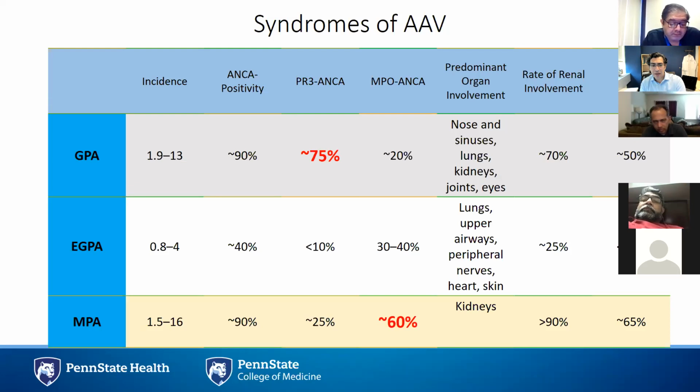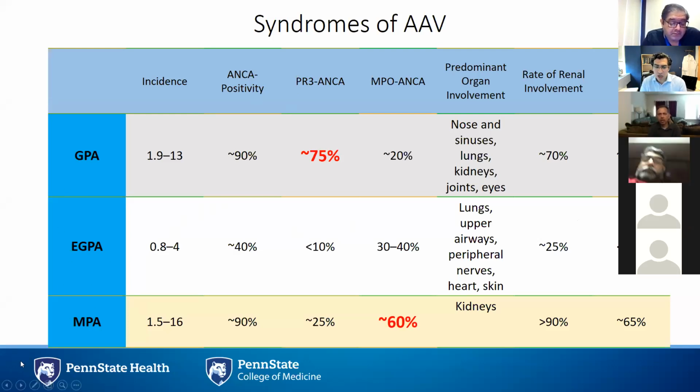I always remember MPO, MPA, and this is renal limited. Kidney is the only organ, whereas in GPA you can have nose, sinus, lung, kidney, joints, eye, other organs as well. In both conditions, GPA and MPA, you see a lot of renal involvement, whereas in Churg-Strauss, which is EGPA, you'd see less of that. And again, more than 50% have RPGN with GPA and MPA. So from a nephrology standpoint, the GPA and MPA is what we commonly see.